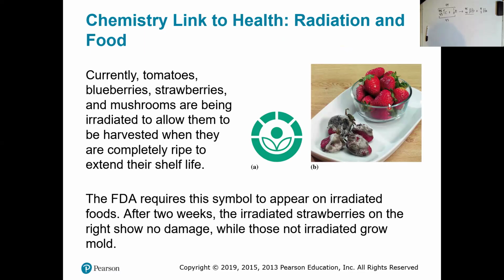Another use of radiation for food is helping shelf life. If you ever see a symbol like this one on any of the produce that you're purchasing, it's because a small amount of radiation was used on the produce to increase its shelf life, so that when they're harvested and ripe, they can be eaten for a longer period of time.